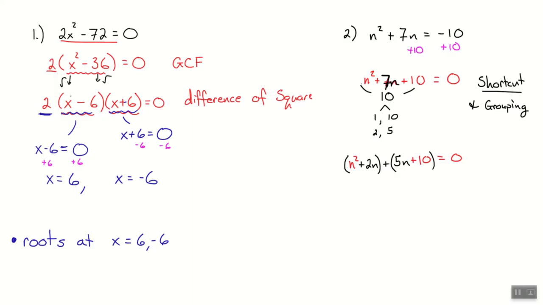Order doesn't matter. I could have done plus 5n first and it would have been fine. And now we're just back to the GCF question, which feels weird, but we're going to see it. What could I possibly take out of both of these? A single n. If I took an n out, what would remain? So it was n squared. Now it's just n plus 2.